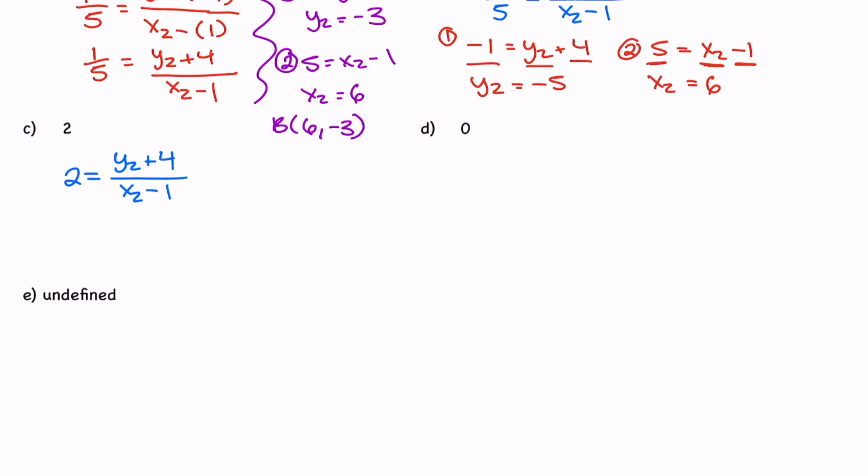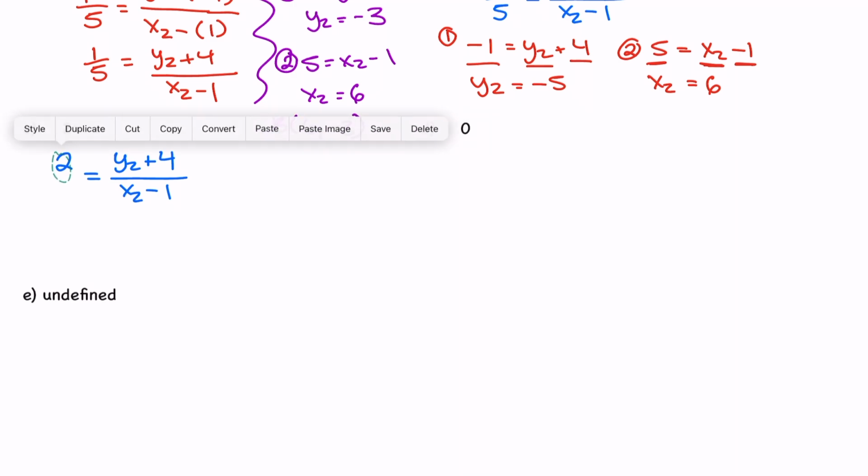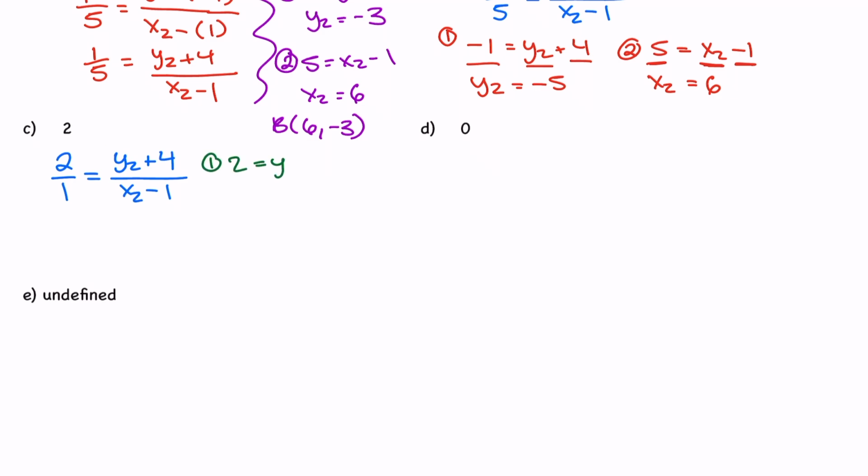In order to get our two equations, we need to make sure we have a fraction on both sides of the equal sign. 2 is the same thing as 2 divided by 1, so I'm just going to rewrite it that way. So now we get our two equations, with our first one being 2 is equal to y2 plus 4, and our second one is 1 is equal to x2 minus 1. Solving, we get y2 equals negative 2 and x2 equals 2. And since point B is (x2, y2), we get point B is (2, negative 2).